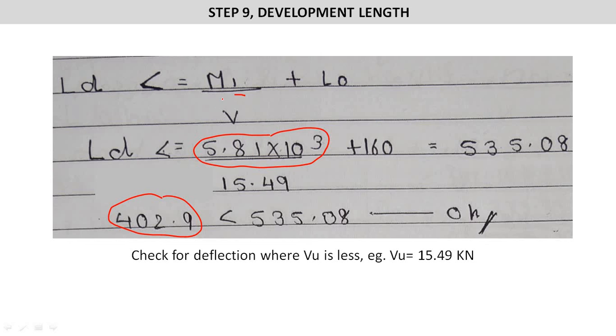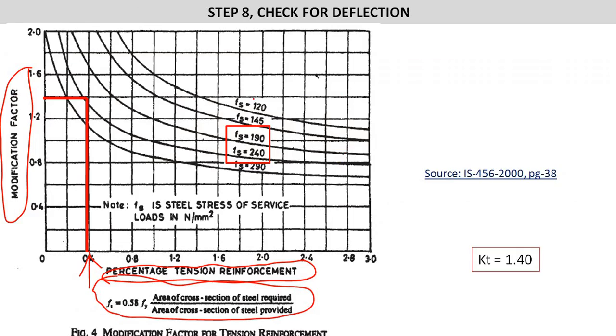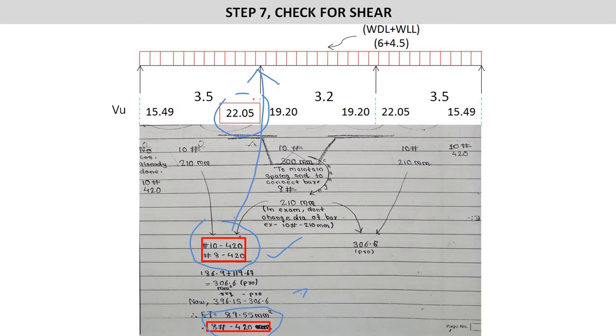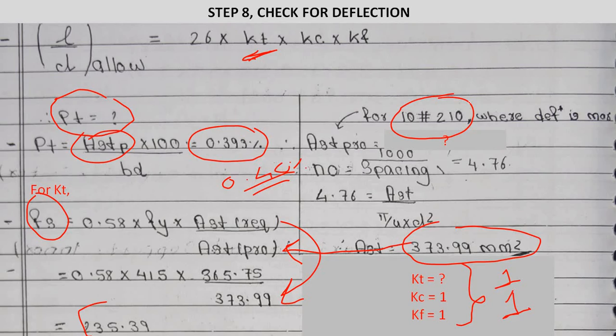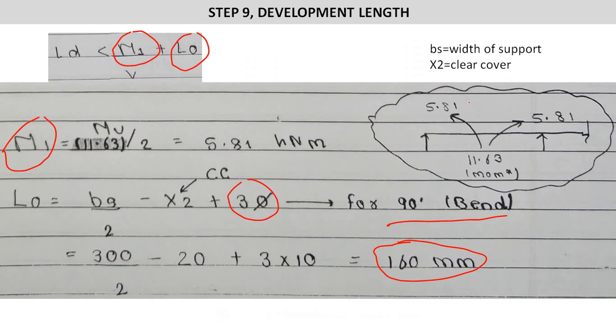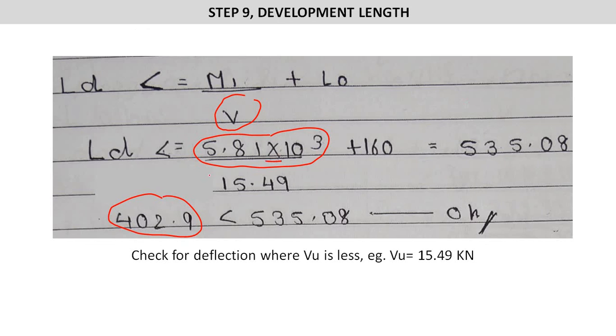So the value of V we will take as the minimum value. Over here we have calculated the value of V, and from this we have to take the minimum value. So the minimum value is over here. For checking, we have to take the value of VU as minimum. So we have provided the minimum value of shear and plus L0 according to the calculation.